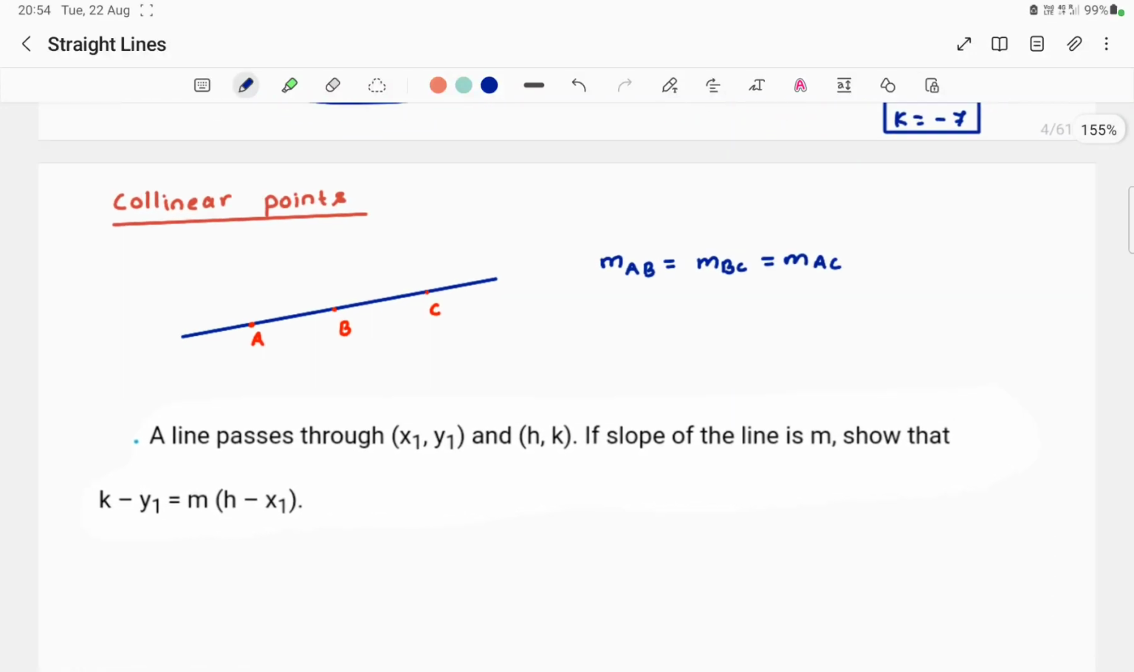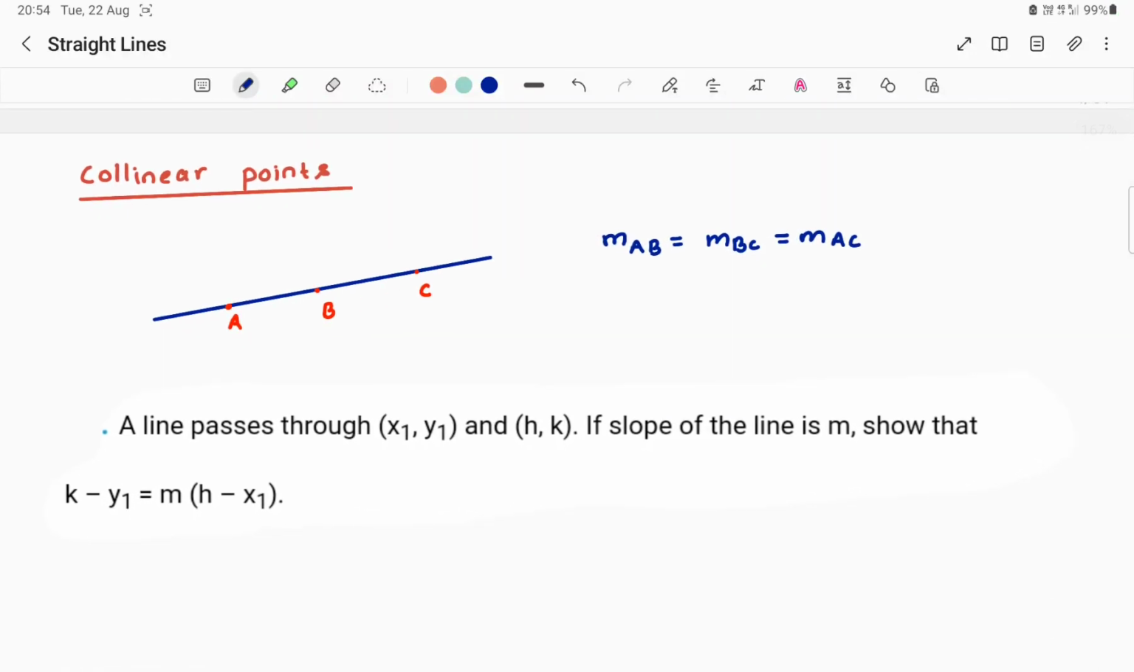So welcome back everyone. This is the second lecture of the straight line. I hope you have gone through the first one. The next topic that we have is collinear points.